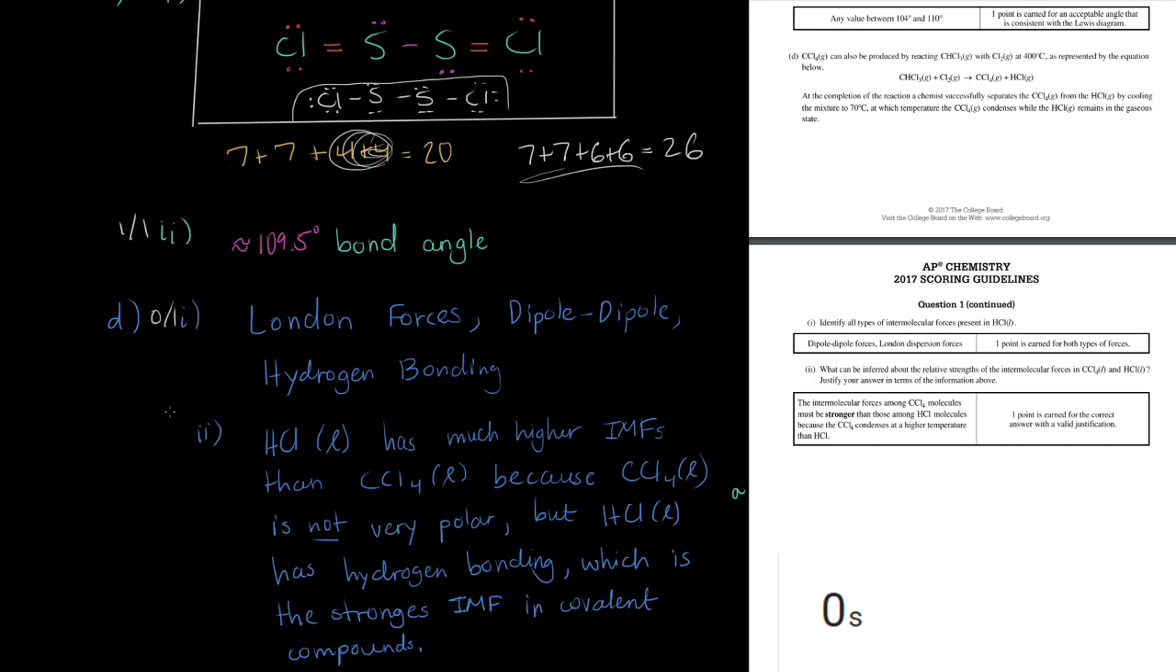So maybe they don't consider hydrogen bonding? I really don't know. Or maybe hydrogen bonding is only with fluorine? I'm pretty sure hydrogen bonding happens with chlorine. Anyway, not really sure what's going on there, but hydrogen bonding shouldn't really be there somehow.